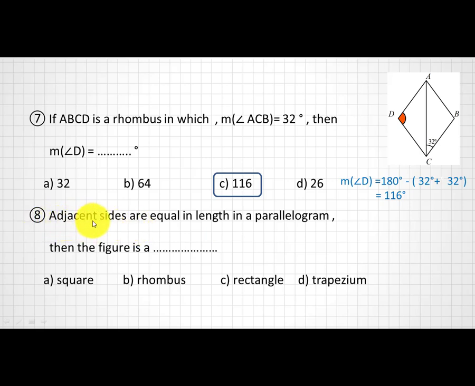Number 8. Adjacent sides are equal in length in parallelogram. Then the figure is what? When I have a parallelogram and the sides are equal in length, it's called square, rhombus, rectangle, trapezium. Yes, rhombus.